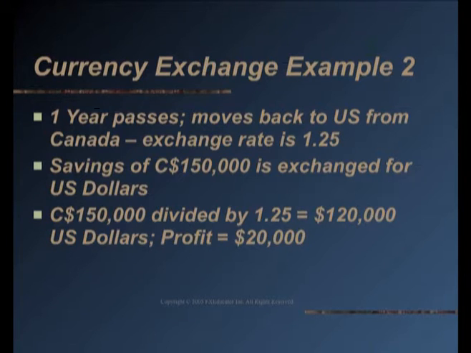However, the exchange rate has changed. It's fallen from 1.5 to 1.25. So, she takes her 150,000 Canadian dollars and receives 120,000 US dollars, because 150,000 divided by 1.25, the new exchange rate, is 120,000. So she actually profited $20,000, really without even trying, just because the exchange rate moved from 1.5 to 1.25.